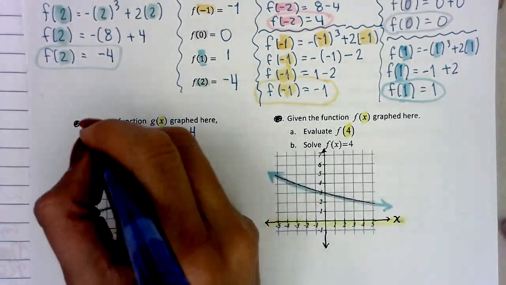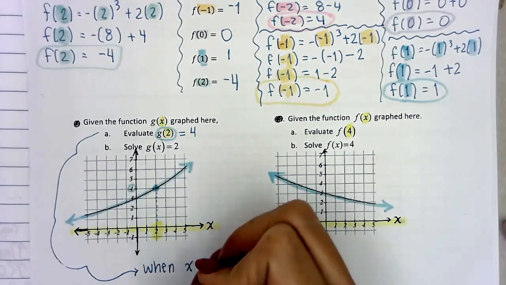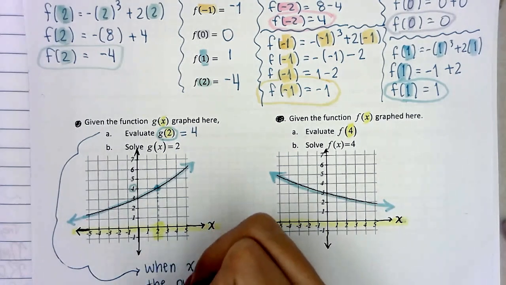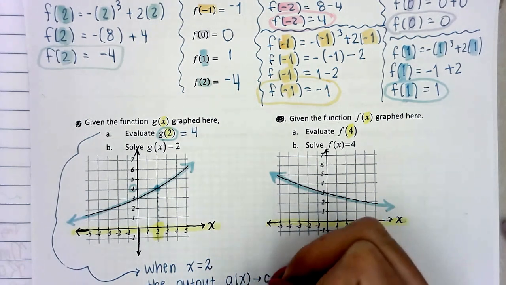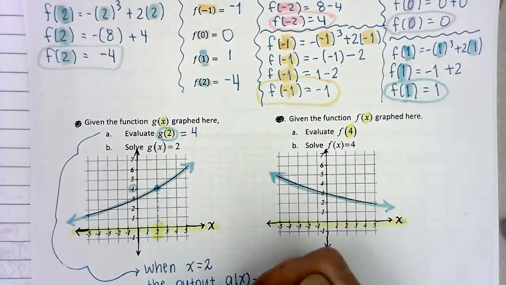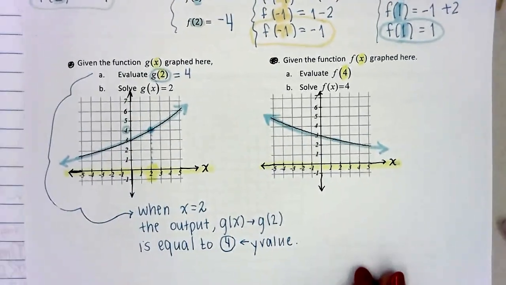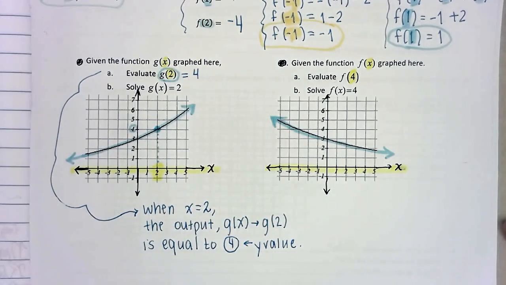Okay, so how would I even articulate this? Is it worth writing down? You betcha. When x equals 2, the output, g of x, which becomes g of 2, is equal to 4, which is also the y value, okay? Ooh, I totally cut that off while I was writing. I'm sorry. So when x equals 2, comma, the output, g of x, which becomes g of 2, is equal to 4, which is our y value.